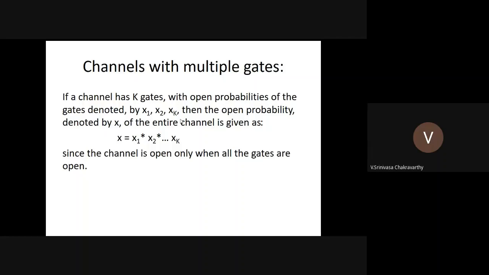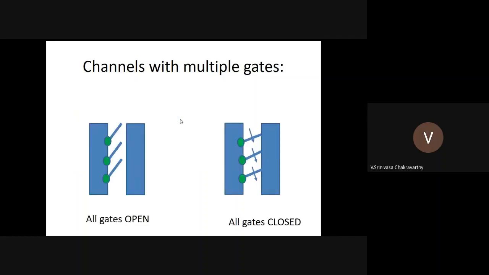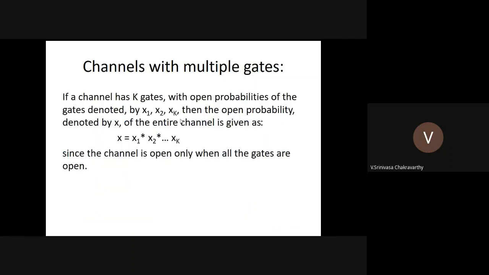Now, as you can see from this picture, the channel is open only when all the gates are open. So that means you have an AND relationship here. Therefore, the open probability of the entire channel is given by the product of the open probabilities of all the gates. If you have k gates, you have x1 times x2 times up to xk, because the channel is open only when all the gates are open.